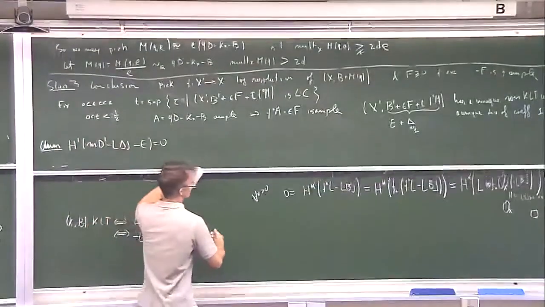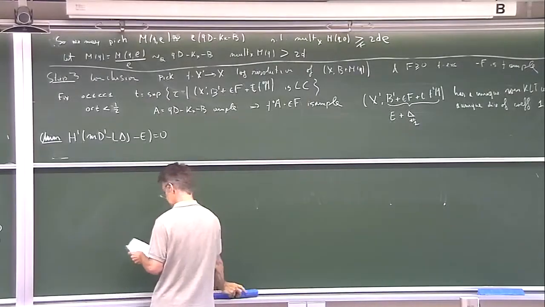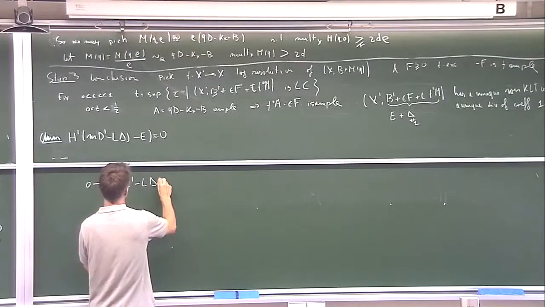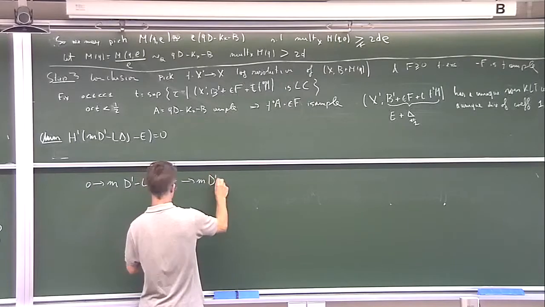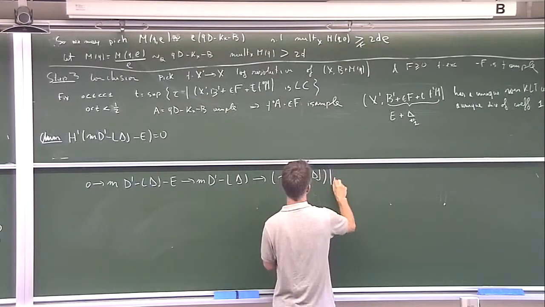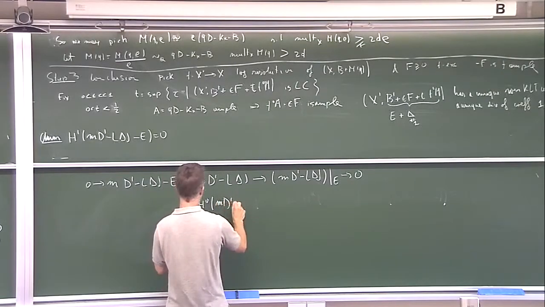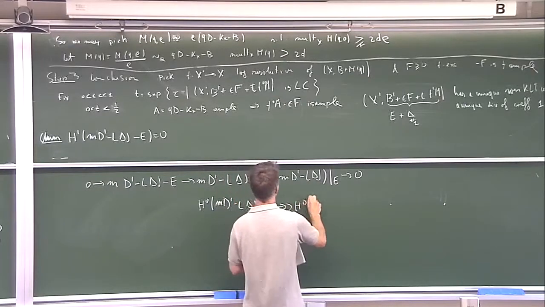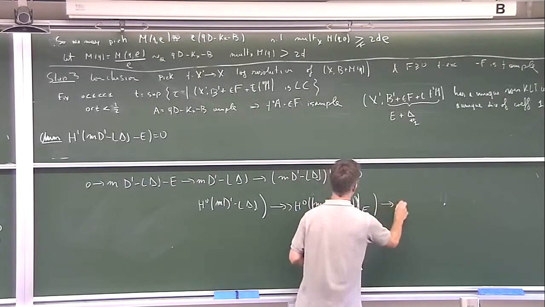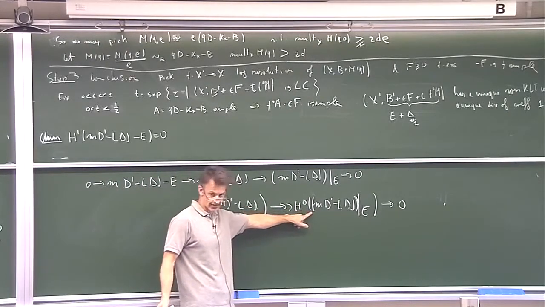Why do I want to check? I already advertised that when you check that you have some vanishing, that's just going to be by applying Kawamata-Viehweg vanishing. So suppose I can check that. Then let me look at the following short exact sequence. 0 goes to M D prime minus round down of delta minus E to M D prime minus the round down of delta to M D prime minus the round down of delta restricted to E goes to 0. So if I have that vanishing, then I get a surjection from H0 of M D prime minus the round down of delta to H0 of M D prime minus the round down of delta restricted to E. So in order to get sections in a multiple of D prime, all I need to do is get sections here. And hopefully I can do that by induction on dimension.